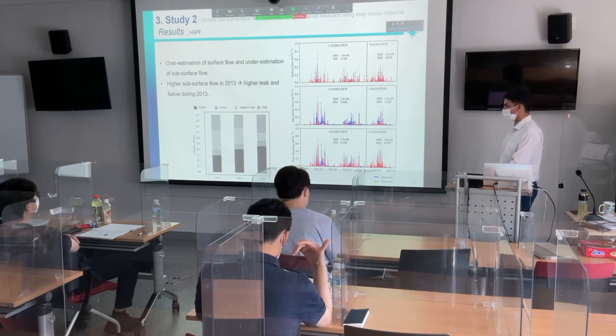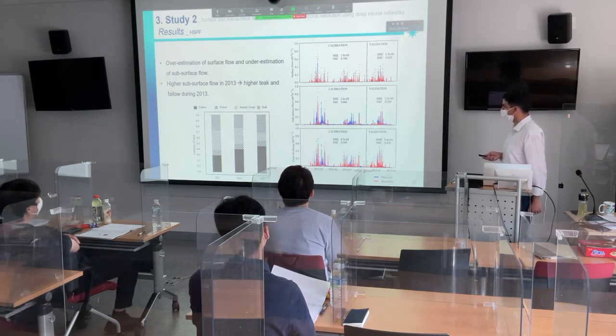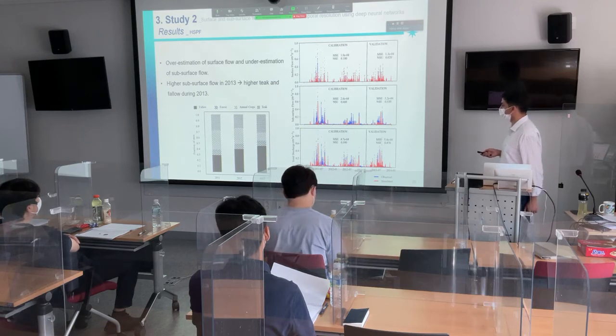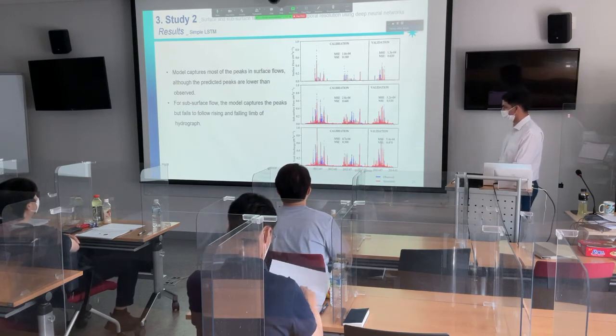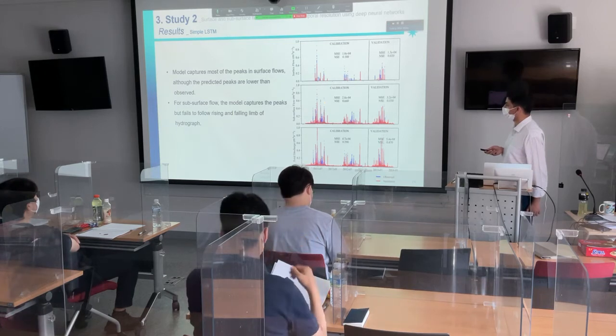Another interesting point here is that the subsurface flow during the first 2 years is low compared to the subsurface flow during the last year, and this can be attributed to the change in land use in this study area. We see an increase in the teak plantation in this study area, which is a potential cause for the increase in the subsurface flow during the third year. And this is a result from the simple LSTM, and this shows that the simple LSTM model captures the peaks. However, most of the time the peaks are underestimated.